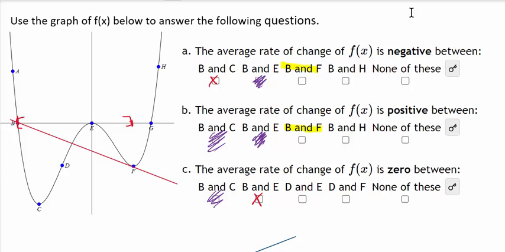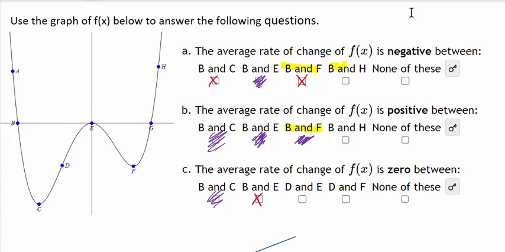So on average, the function is decreasing. The y value on f is certainly lower than the y value at point B. So the average rate of change between B and F is definitely negative. So we'll be selecting this box, which means we won't be selecting this one because the slope was not positive.